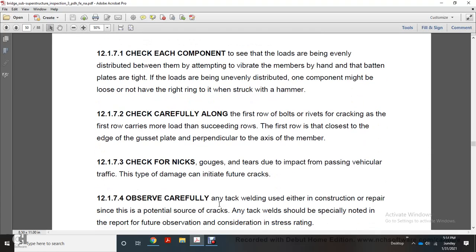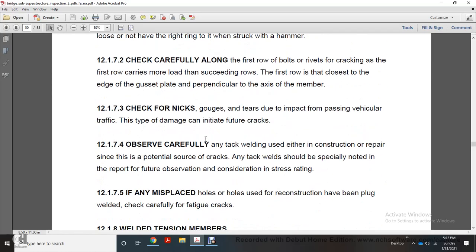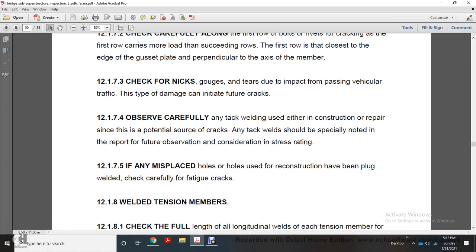Member: check for nicks, gouges and tears due to the impact of passing vehicles. This type of damage can initiate future cracks. Observe carefully any tack welds used in either construction or repair, since they are a potential source of cracks. Tack welds should be specially noted in the report for future observation, consideration and stress rating. If any misplaced holes or holes used for reconstruction have plugged welds, check carefully for fatigue cracks.